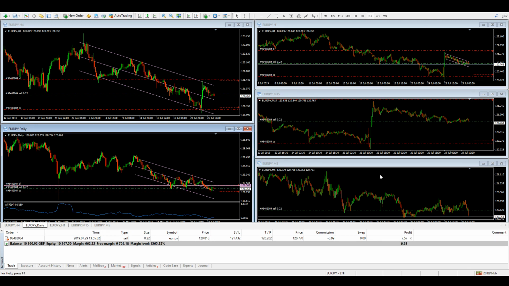So yeah, those are some examples of how you can use the ATR to help evaluate how long a profit target could take to reach and how likely it is as well. But this one's going okay so far.